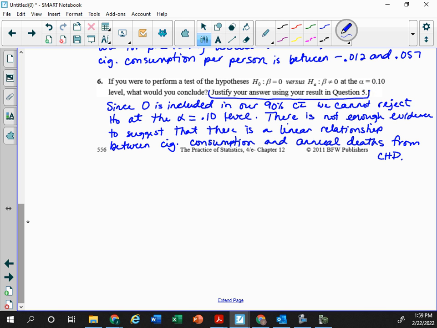Will there be questions from the test with hypothesis testing? Yeah, we're going to actually go through a hypothesis test today too. Turn the page, we'll get to it.